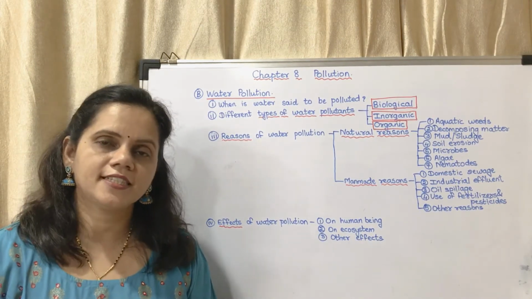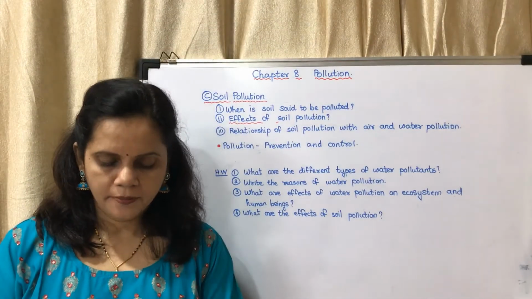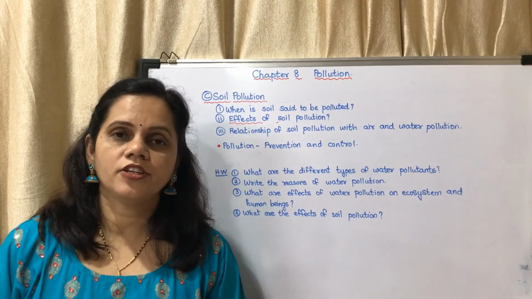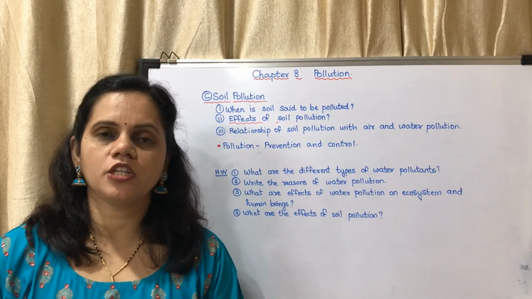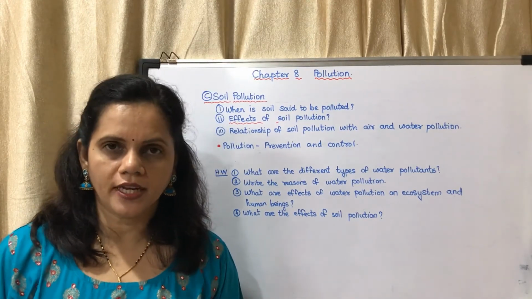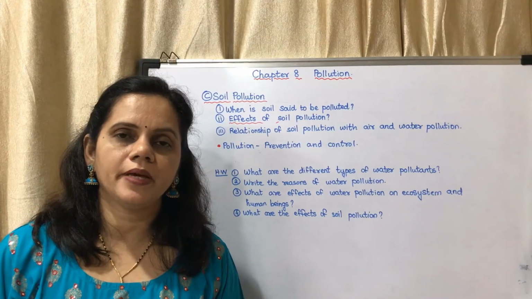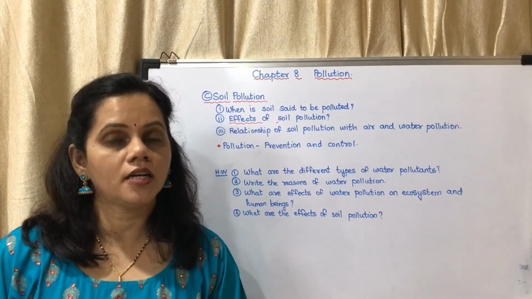Now we will see the next, that is soil pollution, page number 60. Can you recall questions? What is meant by soil erosion? It is the displacement of upper layer of the soil, maybe due to landslide, maybe due to heavy rainfall, or floods or earthquakes.